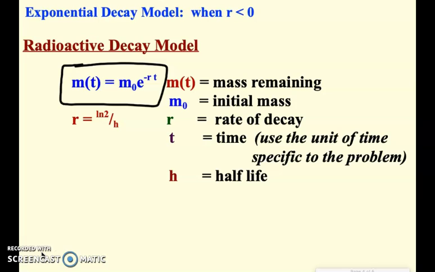The unique thing about radioactive decay is you're going to have a half-life. So H represents your half-life, which will be given in the question, so a certain amount of days or whatever it may be. You will use this equation right here to find your rate. So that's the unique part about a radioactive decay model. So H is your half-life, which was given. Take the natural log of 2 and divide that by H, and you will have your rate.